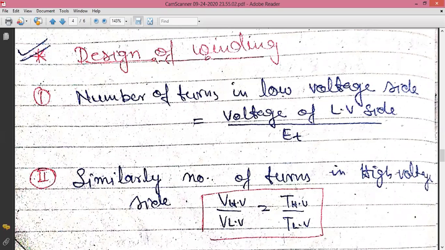That means you people tell me, which side is low voltage, primary side or secondary side? Secondary side, sir. Secondary side. That means your secondary side will be 400 volt and your primary side will be 11,000 volt.